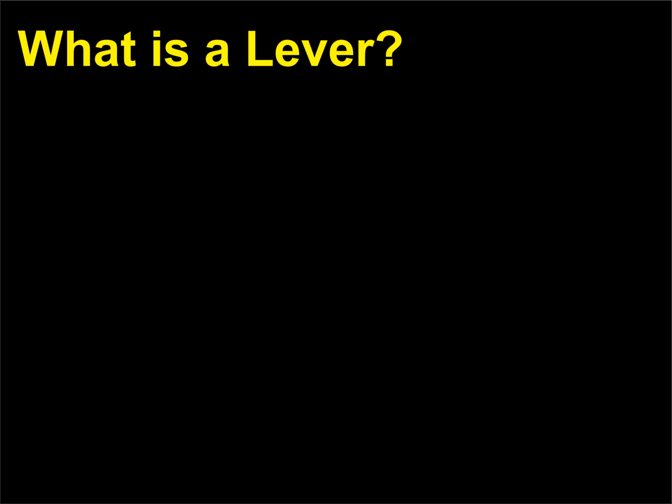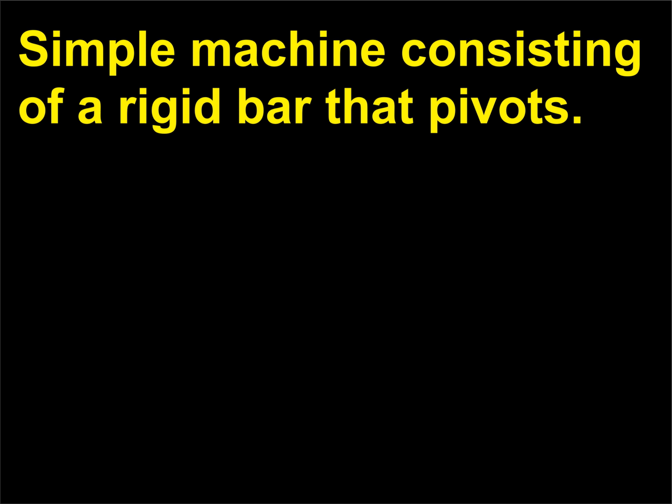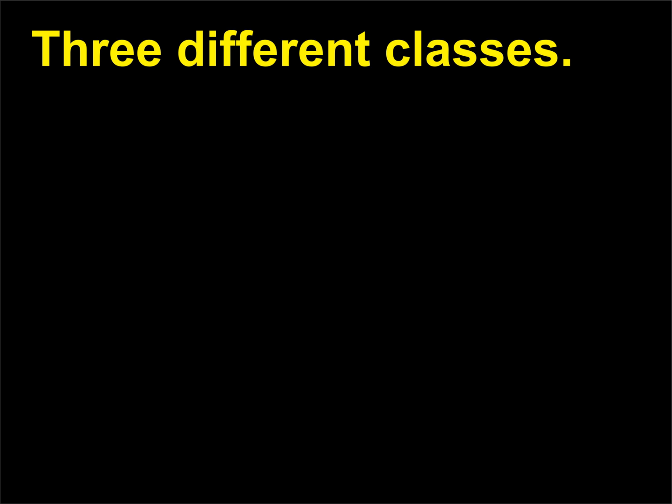What is a lever? Simple machine consisting of a rigid bar that pivots. 3 different classes.